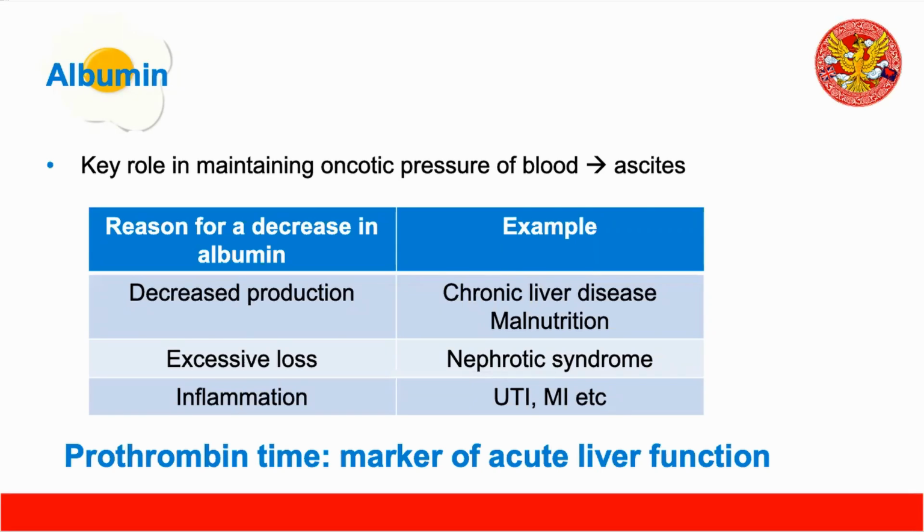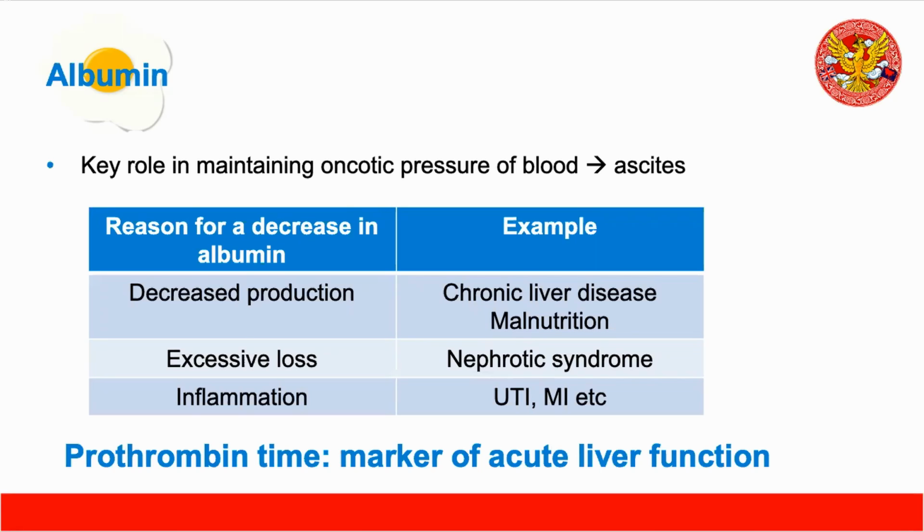It's not the best marker for acute liver function, and that's because albumin has a half-life of 20 to 30 days. So a better marker of acute liver function is prothrombin time, because that's measuring the synthesis of the clotting factors made by the liver, or INR, which is derived from the prothrombin time. Malnutrition is also another example of decreased production. You can also have an excessive loss of albumin causing a decrease, and that would be the nephrotic syndromes that you need to know about in renal medicine.